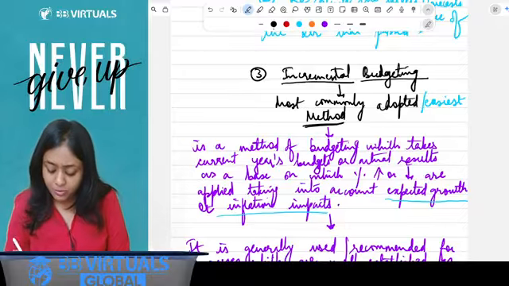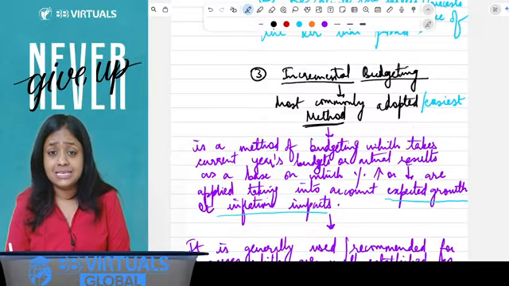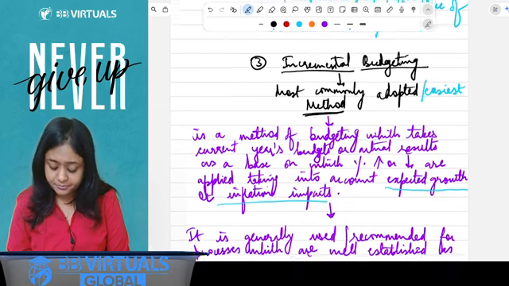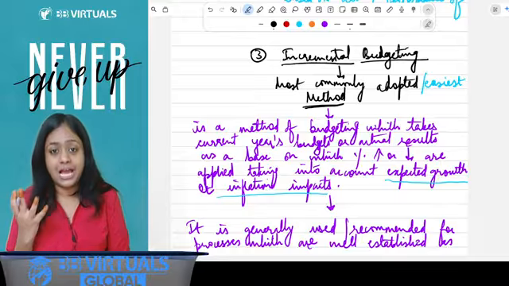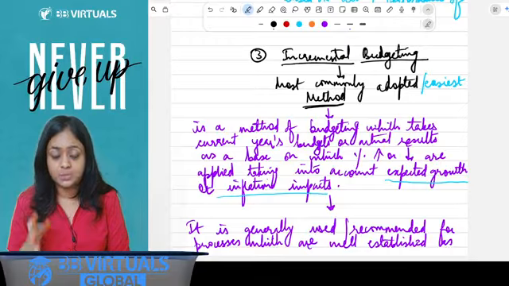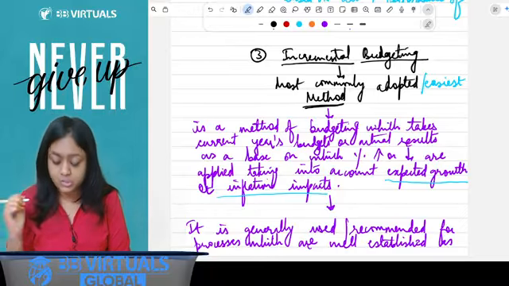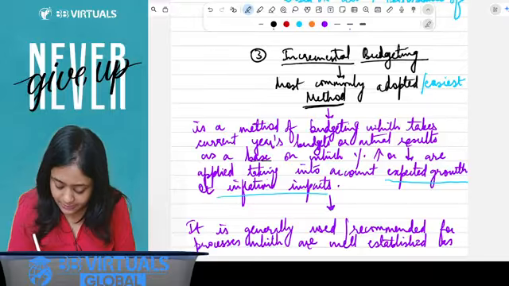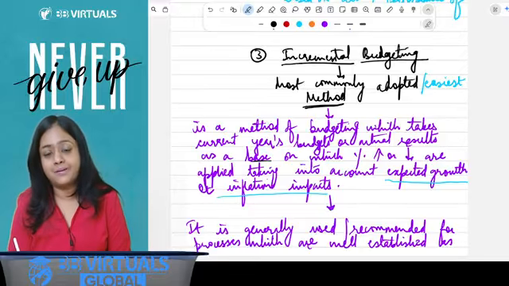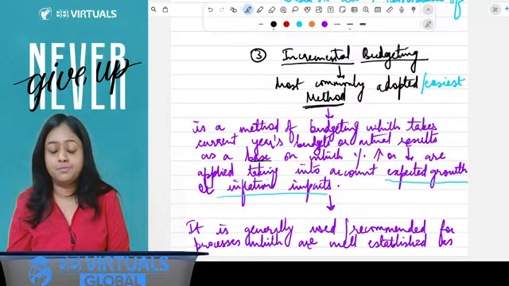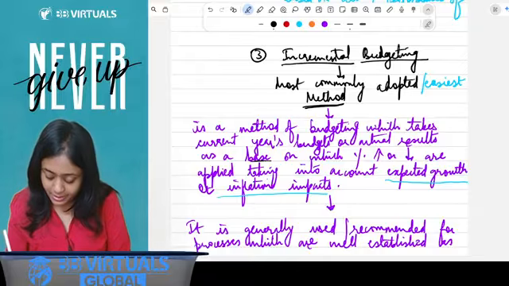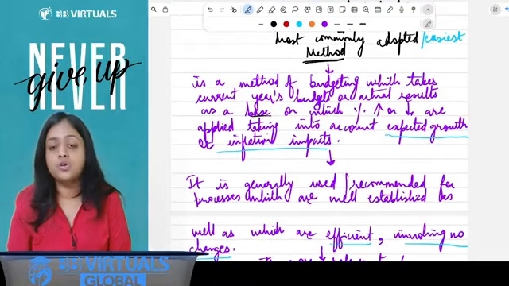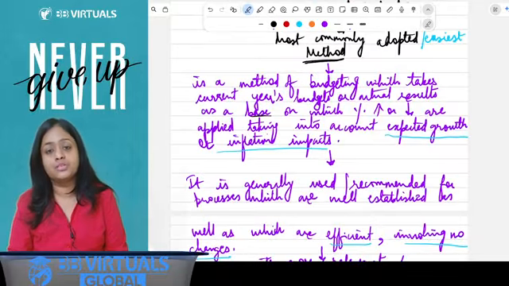That's a simple approach, the most commonly adopted and the easiest method for budgeting. In this method, we take the current year budgets or the actual results, whatever is the case. Typically we take actual results only as a base. And on this, we apply a percentage increase or decrease that the managers expect the expenses to go up or down. Okay, and the expected growth based on inflation is taken into account.